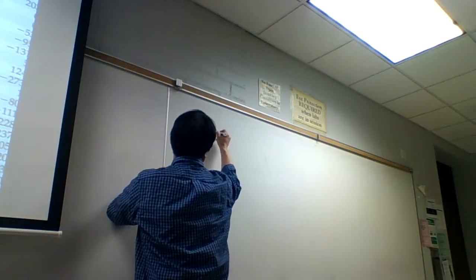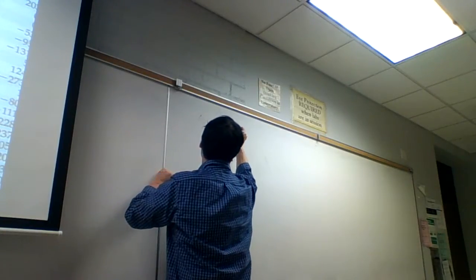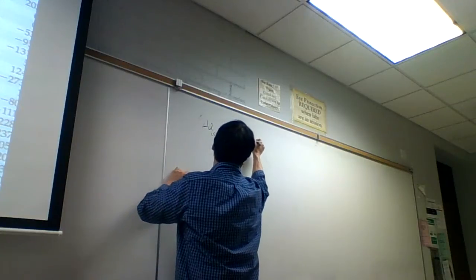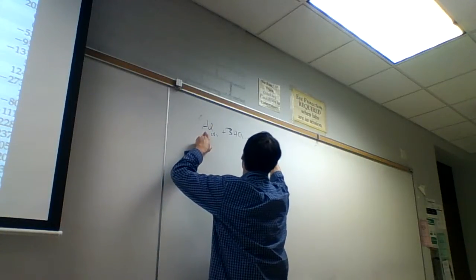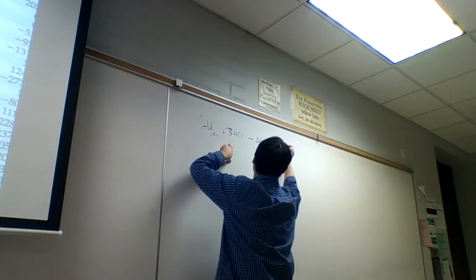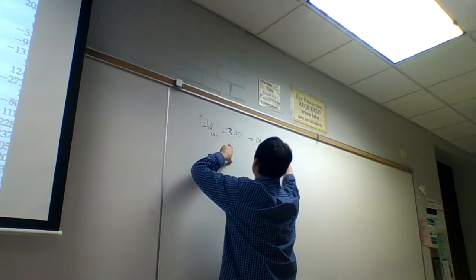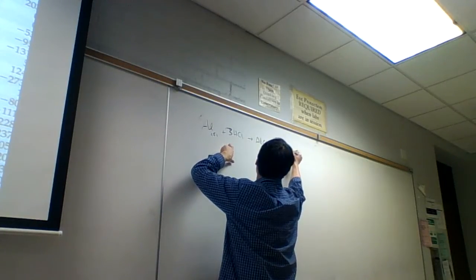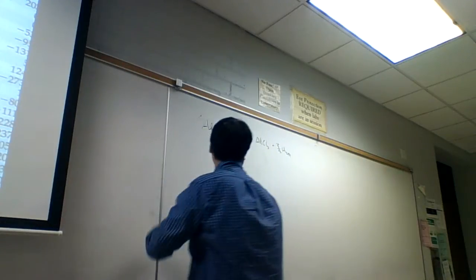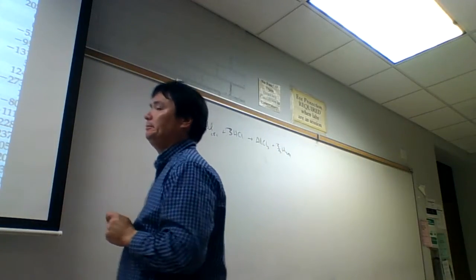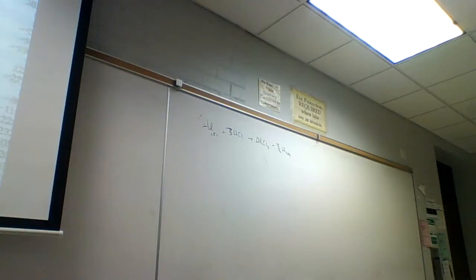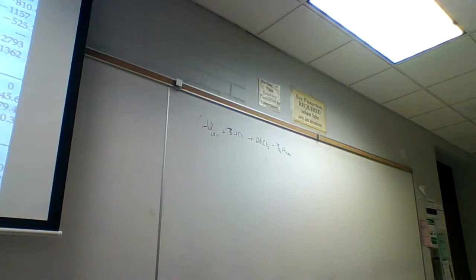So let's take some aluminum solid plus, let's go with 3 HCl. This is going to form AlCl3 plus 3 halves H2 gas. I look at the chart here, and I want to figure out the delta H for this reaction. So do I have everything?